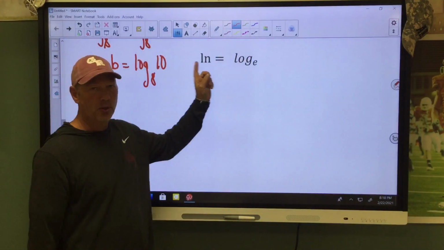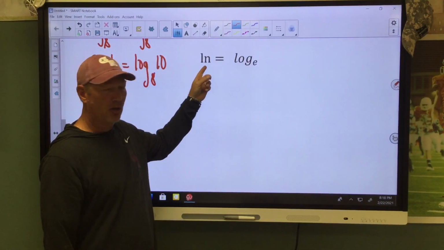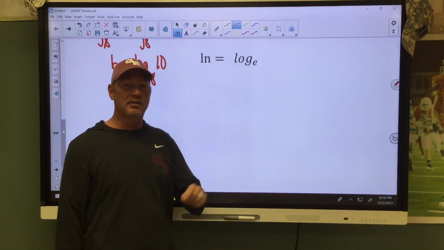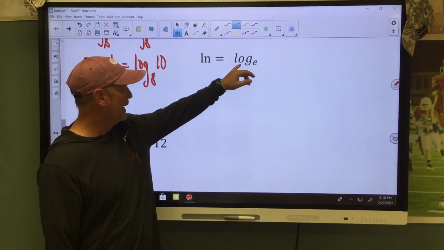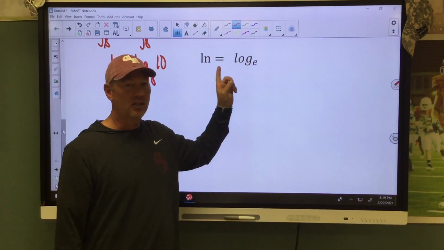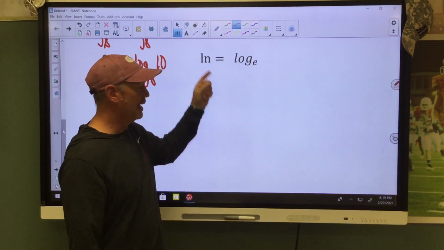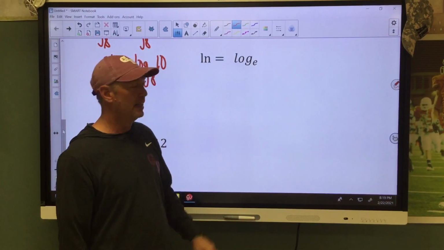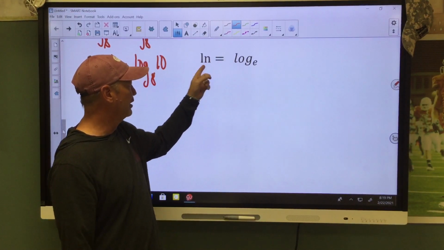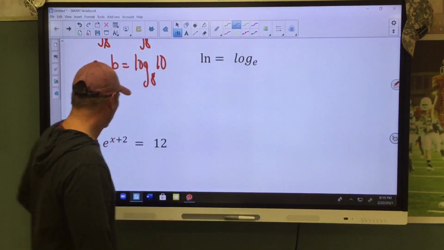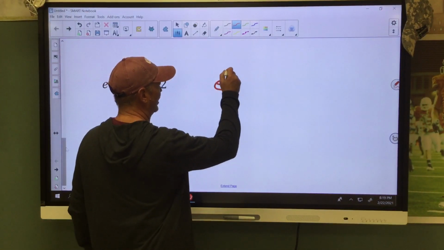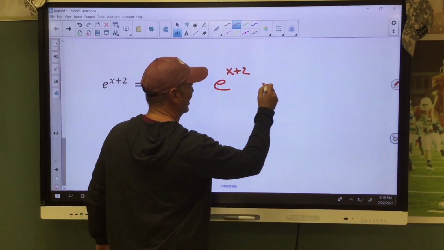One thing we need to remember, you need to put this on your paper somewhere. LN stands for natural log. I know it's backwards on the letters, but LN stands for natural log, and it is equal to log base E. Now, you won't ever see anybody write log base E. They're going to write LN for natural log instead. They mean the same thing. So look at the first problem. Let me copy this because we're going to do this twice. E to the x plus 2 equals 12.